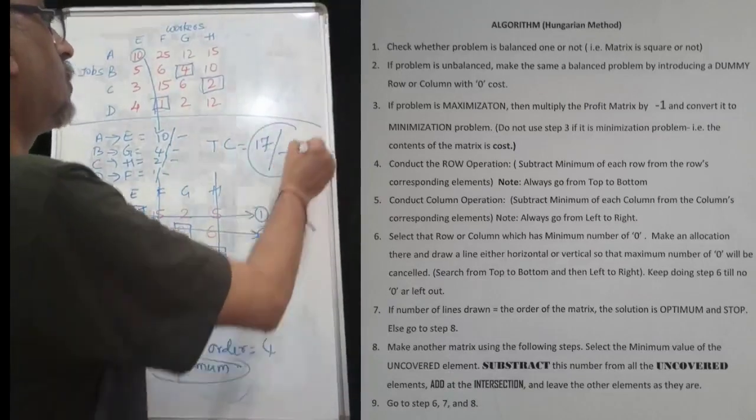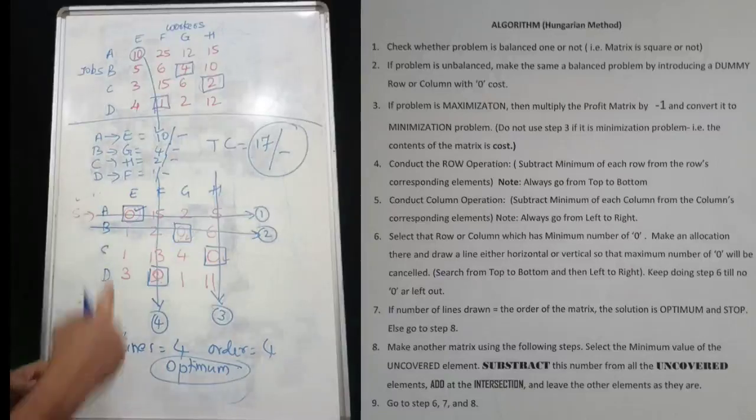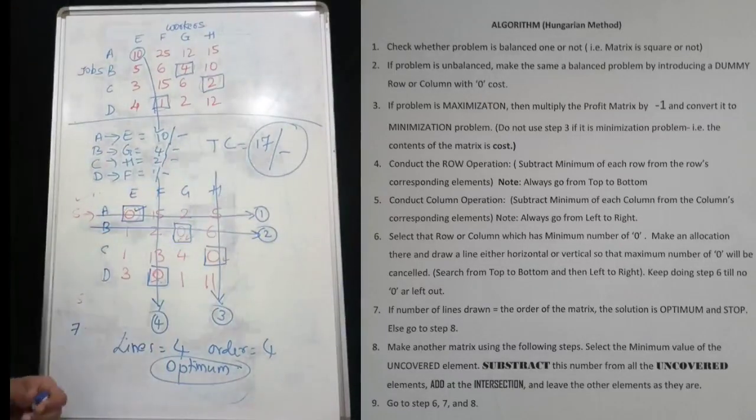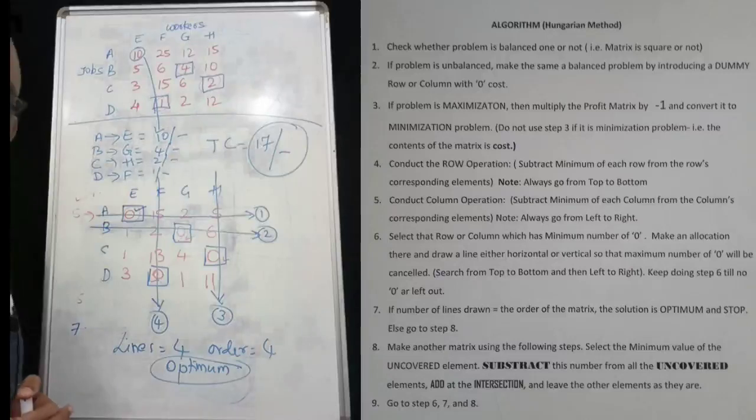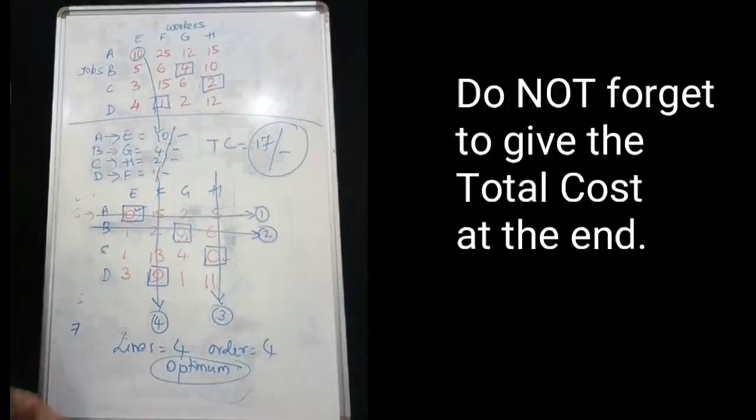This is the most optimum allocation that you can get by doing the Hungarian method. Try any other possible allocation, you will not get a cost lower than 17 rupees. Friends, you may be a little confused about how to draw the lines, vertical or horizontal, because this is a very simple problem. As we go to the next problem, you will understand how to draw the lines horizontally or vertically. Just go with the steps that are given in the algorithm.